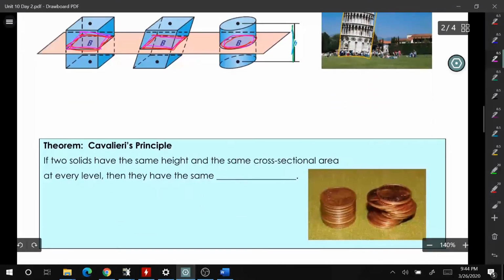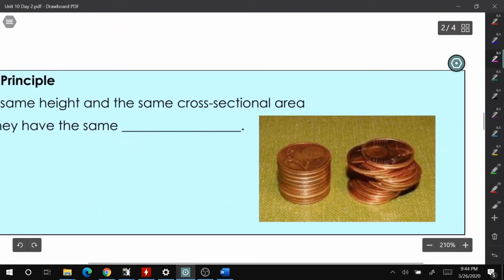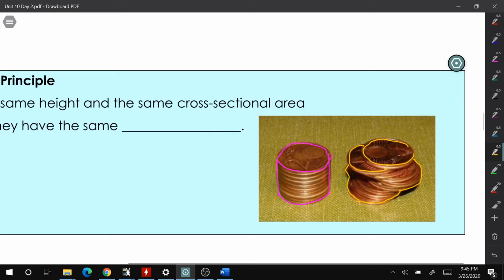So another way of seeing that is to look at the stack of pennies down here. Obviously they don't look the same at all, but there's the same amount of pennies in each stack. This is one cylinder. This is just a mess. I don't even know what shape you would call this. But because they have the same amount of pennies, you would say that the volumes are the same. That the area of each base is just one of these pennies. And the height is the same. So you would say the volumes are the same.